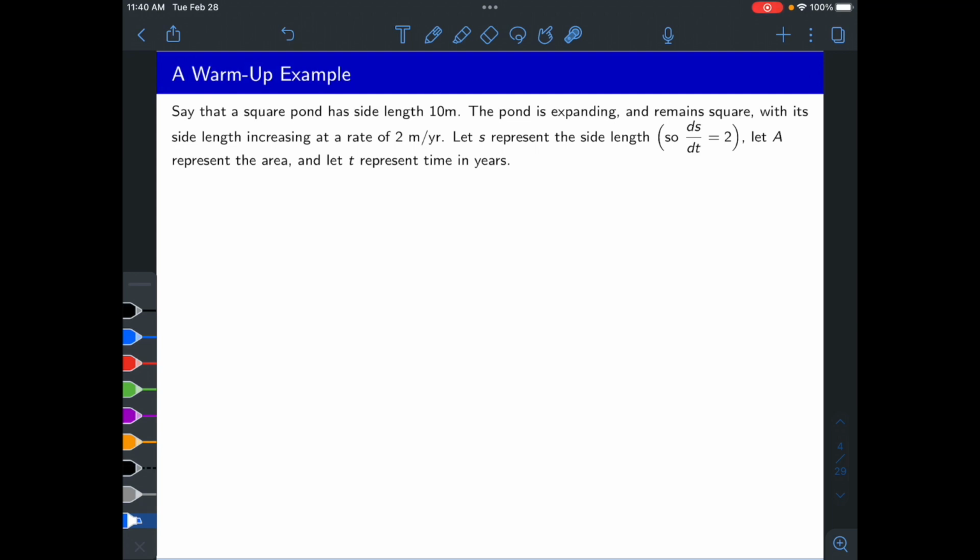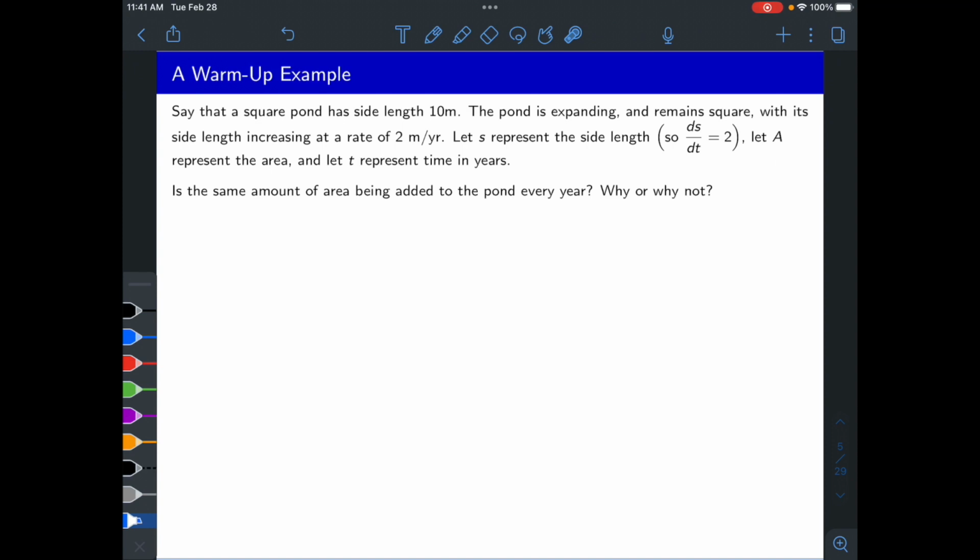Okay, so let's say that we have a square pond with side length 10 meters. The pond is expanding and remains square, with its side length increasing at a fixed rate of 2 meters each year. Let's let S represent the side length. So if S represents the side length, then it's increasing at 2 meters per year, so dS/dt is equal to 2. And let's let A represent the area, and t represent the time in years.